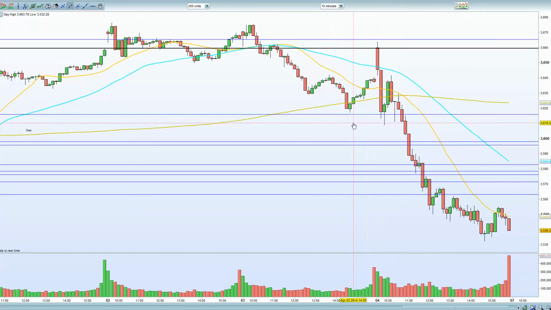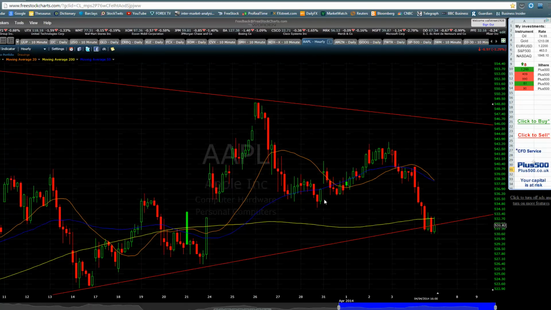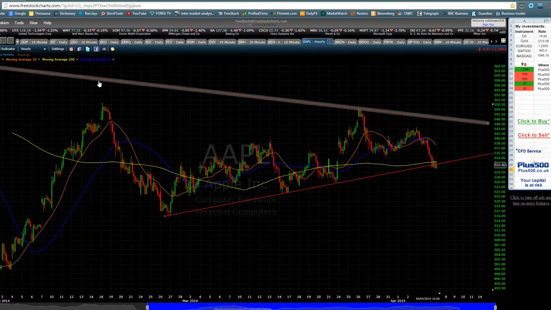So now that we've looked at the indices and they are into potential support zones and gap fill support, let's have a look at some of the variables that make up the Nasdaq, because they're the ones that will ultimately give us a guide as to what's going to happen. So the first and foremost one is Apple. Okay, Apple is into trendline support on a 60-minute chart.